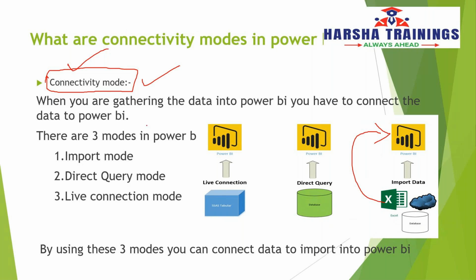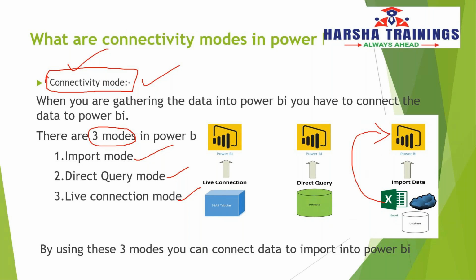In Power BI we have three types of modes available to connect the data. To connect the data source to Power BI, we have three modes: one is import mode, one is direct query mode, and one is live connection mode. With the help of these connectivity modes only, you can pull the data into Power BI. Is it clear?